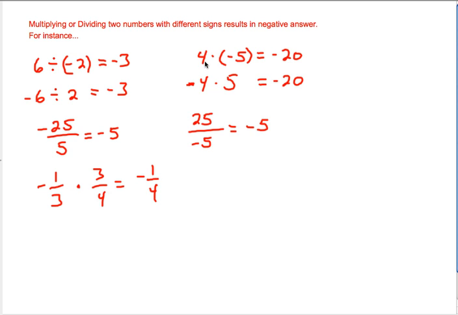Up here, we have 4 times negative 5 equals negative 20. Again, I then move the negative to the beginning to show that it's still negative, so it doesn't matter which number it is. That is negative. If you have one negative, one positive, you will always get a negative answer. And down here I'm showing you the same is true when you have fractions. So negative 1/3 times 3/4 equals negative 1/4.